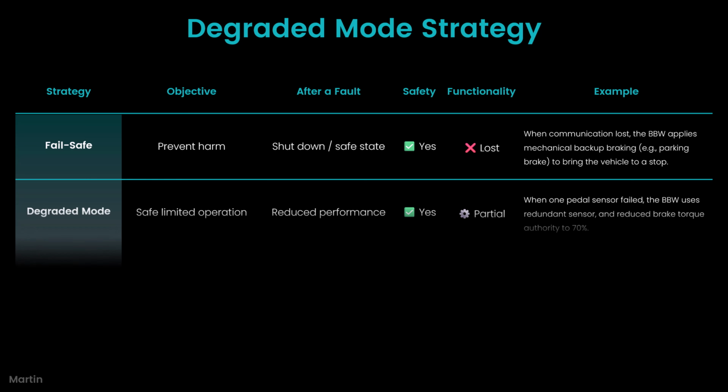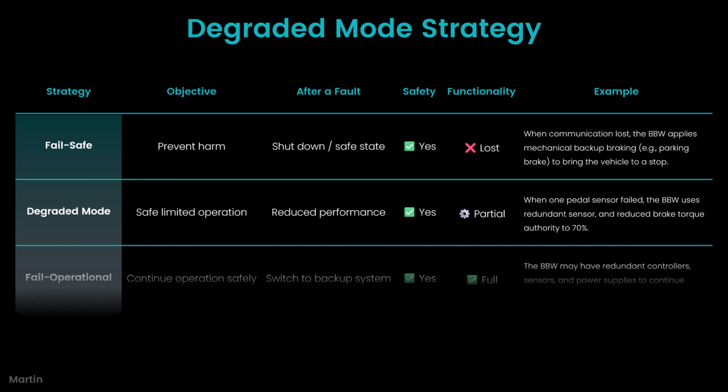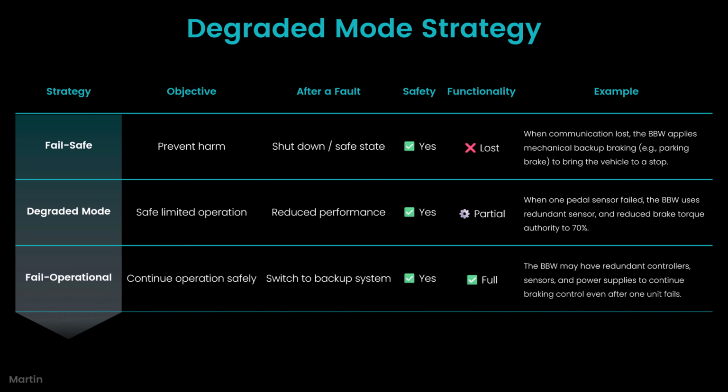A degraded mode allows partial or reduced functionality while maintaining essential safety functions, for example, operating with a single sensor or limited control channel. In contrast, a fail operational strategy ensures the system continues to perform its intended function, even after certain faults, often through redundancy or fault-tolerant design. Together, these strategies ensure that regardless of the fault severity, the system maintains safety, transparency, and predictable behavior throughout its operation.